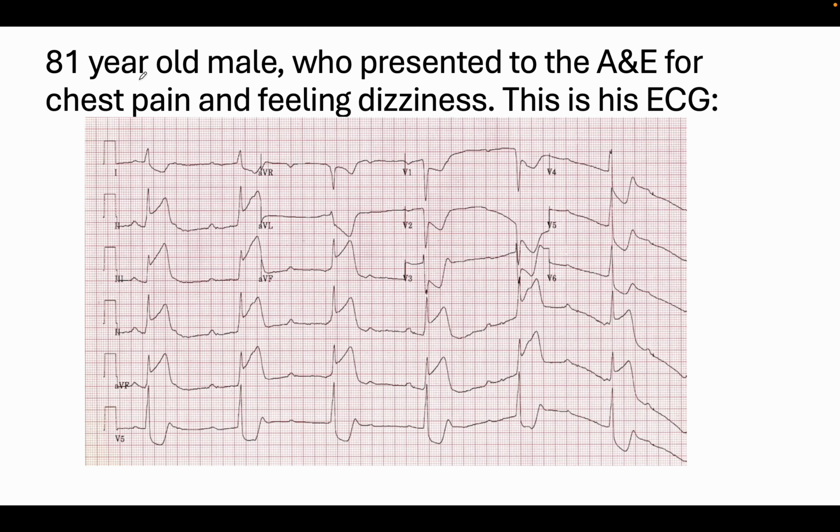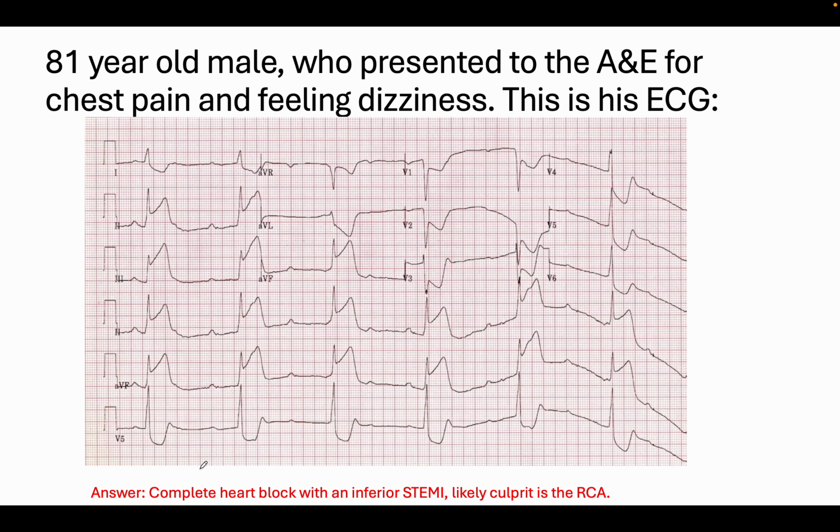So the next question, an 81-year-old male who presented to the A&E with chest pain and feeling dizzy. This is his ECG. So the answer is going to come up in 3, 2, 1. So the answer is complete heart block with an inferior STEMI. The likely culprit is the right coronary artery.